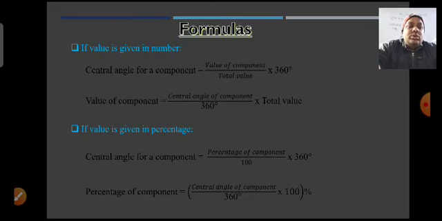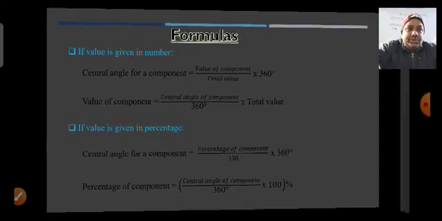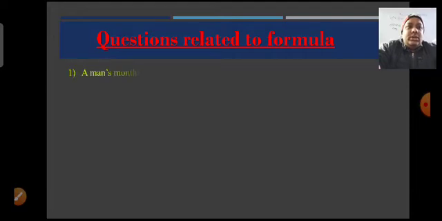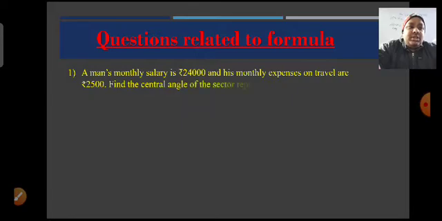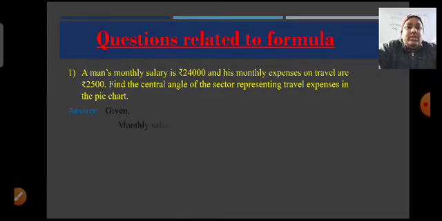Okay, so let's use this formula to solve some questions now. The first question is related to the formula. A man's monthly salary is rupees 24,000 and his monthly expenses on travel are rupees 2,500. We have to find the central angle. Students, you can see what is given: monthly salary 24,000 and the expenses on travel 2,500. We have to find the central angle of the sector representing travel expenses.